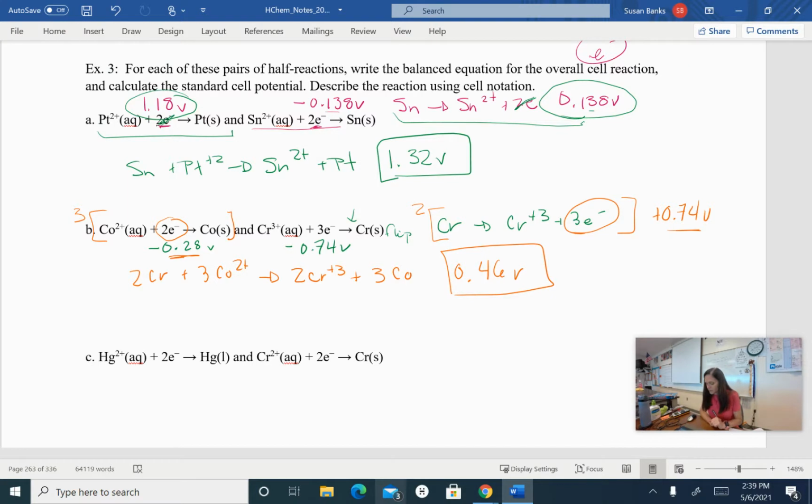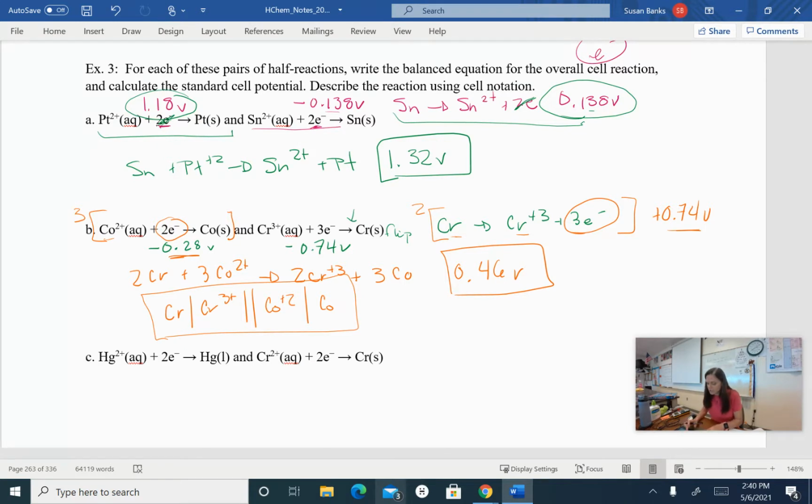Oh, you know what I forgot to do? I forgot to do the cell notation. So let's do the cell notation really quick for B because we're in that mindset. We are going to start with our oxidized, which is our chrome. So our reactant was chrome, we ended up with chrome plus 3. Then we have our salt bridge. And then on our reduction, we started with cobalt plus 2 and we ended up with cobalt solid. So that would be the cell notation for this chrome.